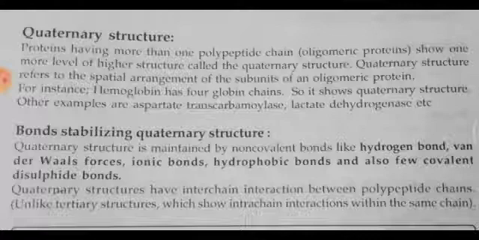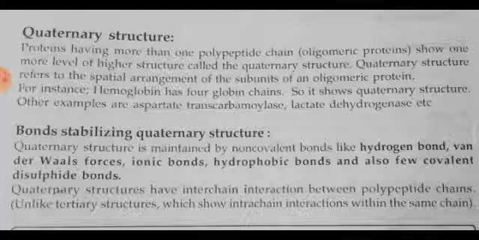So if more than one polypeptide chain is there, each polypeptide chain will have primary structure, secondary structure, and tertiary structure. So if you consider A, B, and C, they are three different polypeptide chains. A ends up in tertiary structure, B also ends up in tertiary structure, C also ends up in tertiary structure. Therefore we have three subunits, that is A, B, and C. These A, B, and C come together. All three will come together and join as a group. They will form a quaternary structure. So that is what the quaternary structure is all about.